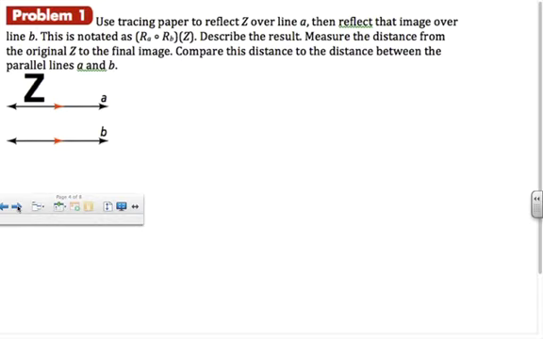In problem 1, they're asking you to make a couple of observations of what happens when you reflect something over 2 lines. So if I were to take this Z and reflect it over line A, it would land, let's say, about here. And hopefully you'd realize it would be backwards because I reflected it. And then I'd reflect it again over line B. So it would be here.